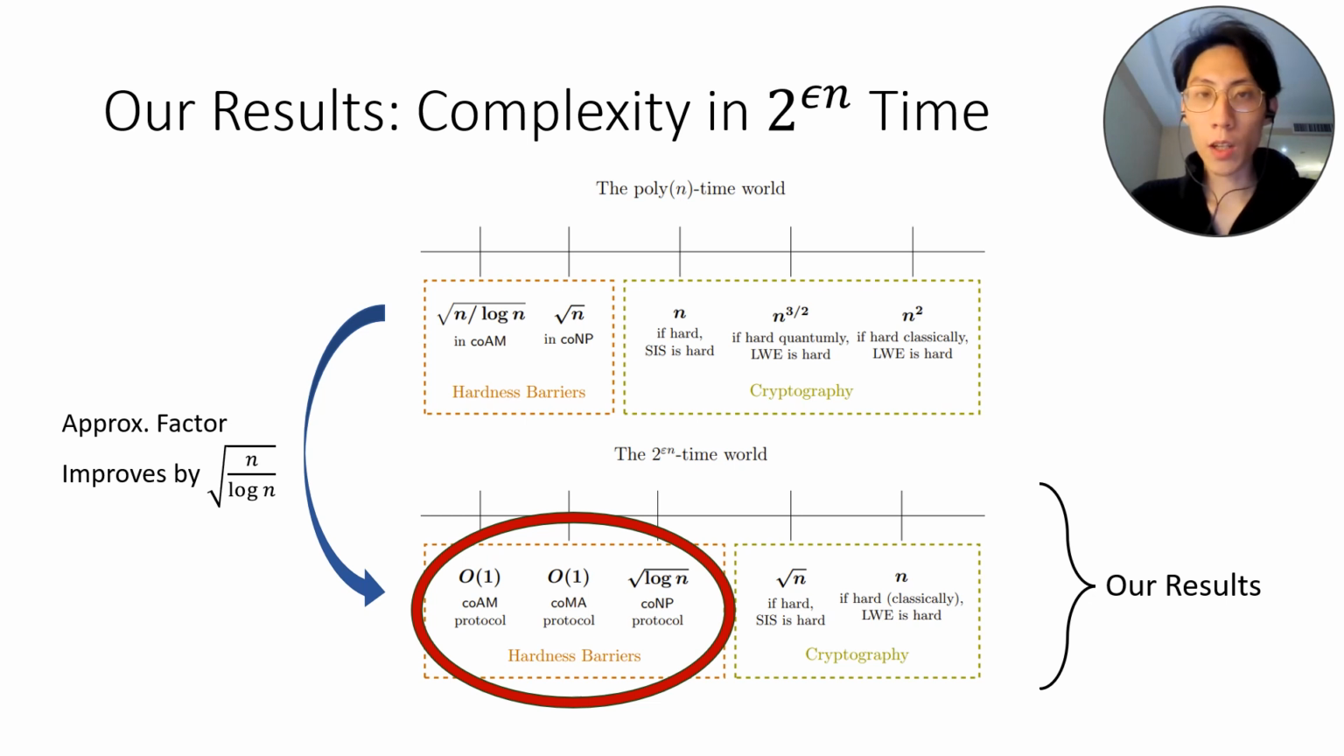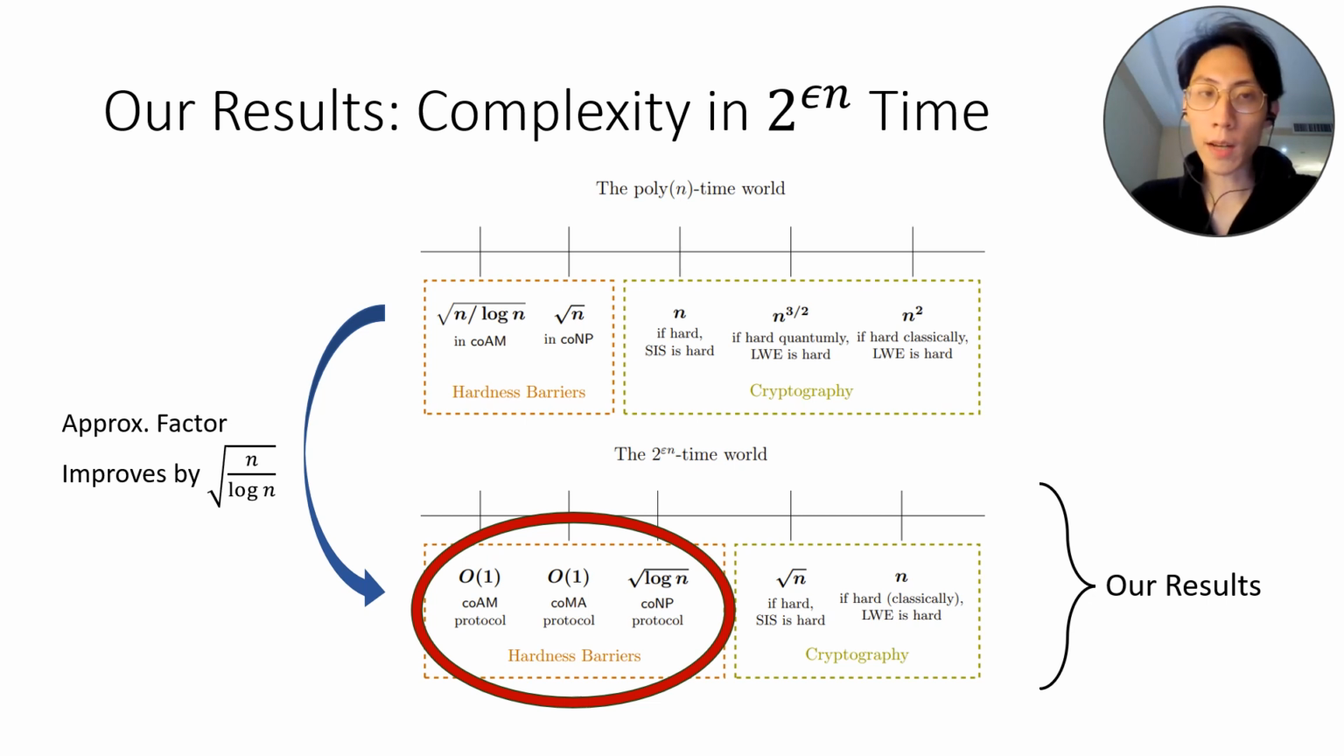On top of this, we somewhat combine the two results, that is, the co-AM protocol and the co-NP protocol, and we obtain a new and simple co-MA protocol that decides constant approximate SVP and runs in 2 to the epsilon n time. One thing to note is that while all other results we have have analogs in the polynomial world, this co-MA protocol doesn't work directly in polynomial time, and we do not know how to make it work. As such, we leave it as an open problem.